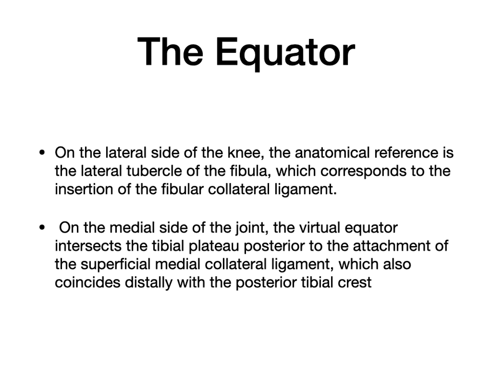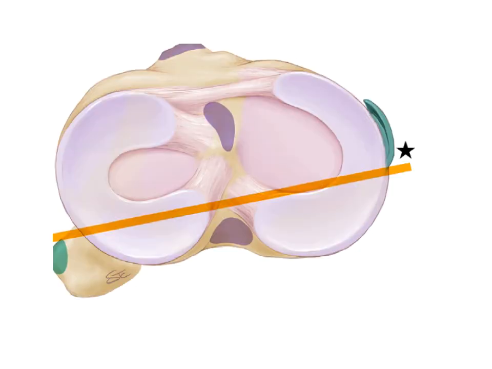For the equator, there's a line joining the lateral to the medial side, and the reference point on the lateral side is the lateral tubercle of the fibula, which corresponds to the insertion of the fibular collateral ligament. On the medial side of the joint, the virtual equator intersects the tibial plateau just posterior to the attachment of the superficial medial collateral ligament, which also coincides distally with the posterior tibial crest. If you look at this picture, you can see that this line starts from the fibular collateral ligament origin, just anterior to it, and goes posterior to the insertion of the SMCL.